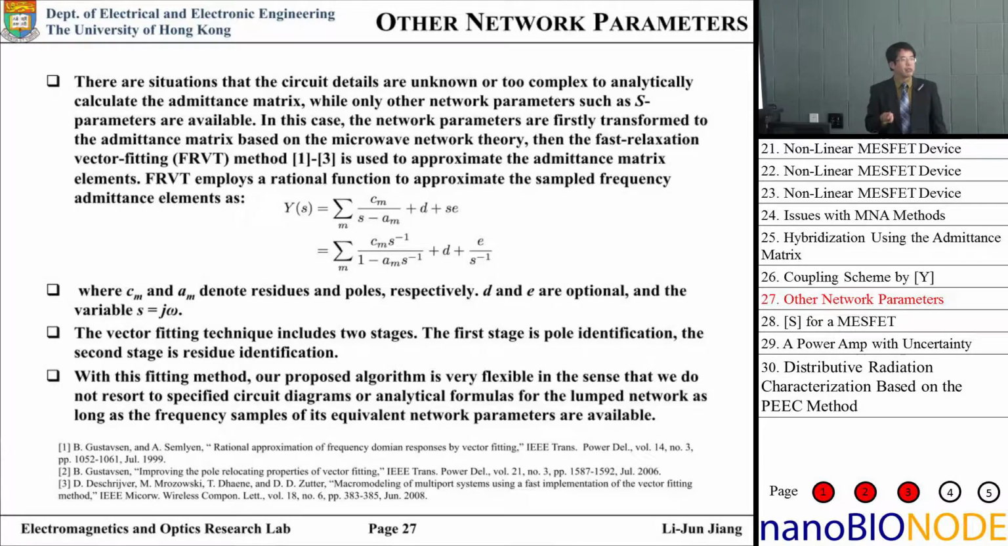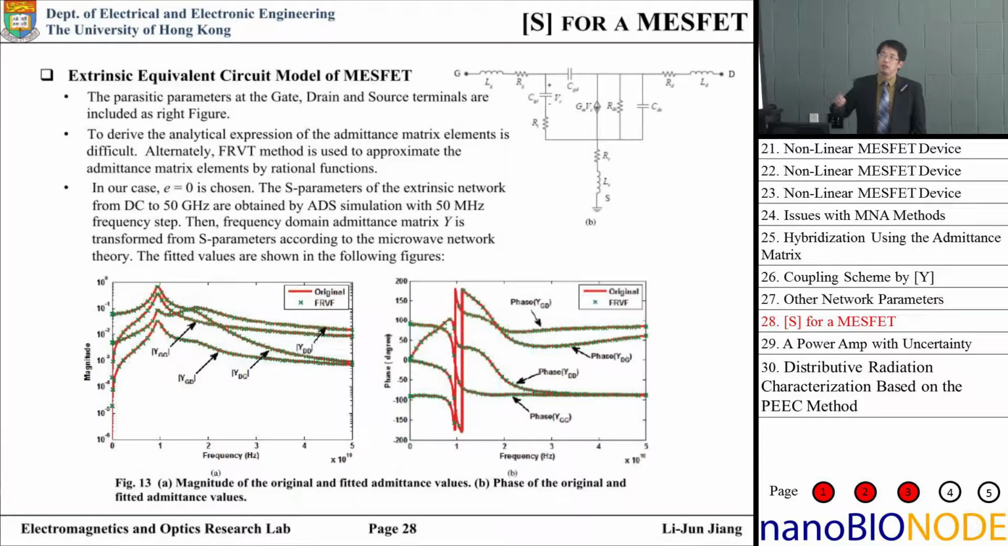Then the third case is you have measured data instead of an explicit admittance matrix. What will happen? Only measured data. Say S parameter is the most popular measured data, then we can convert the S parameter to an admittance matrix, and then use the vector fitting method to fit it. Then we put the admittance matrix into DG to solve the problem. So this can be used to solve practical problems. And this is a verification of how well this vector fitting process can be relied on.